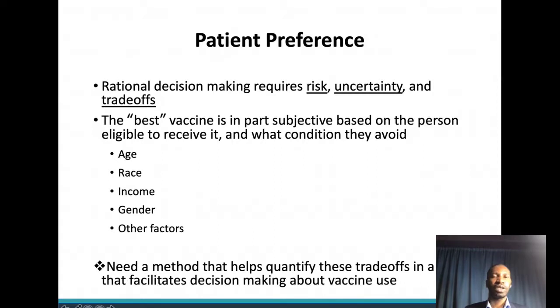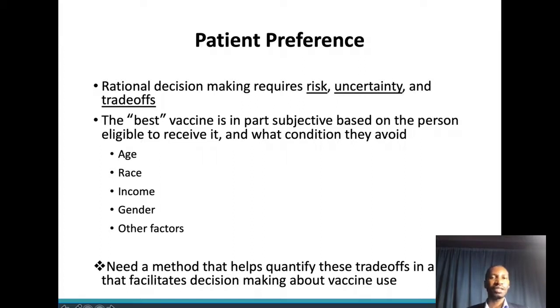So we can leverage patient preferences to do that. Rational decision-making requires risk, uncertainty, and trade-offs. We're going to assume, typically, that individuals are rational decision makers and that they're trying to maximize some preferences and that they're trying to maximize the utility that they derive from a given decision. And incorporating all this information about risk, uncertainty, and the different trade-offs that they have to make.